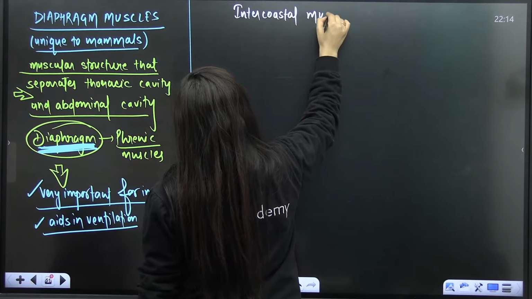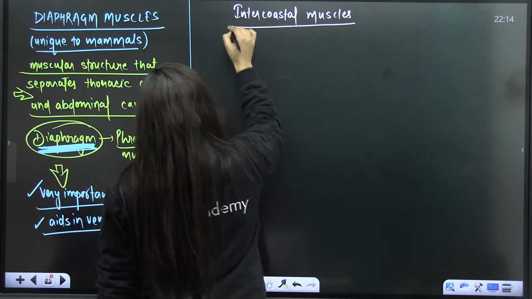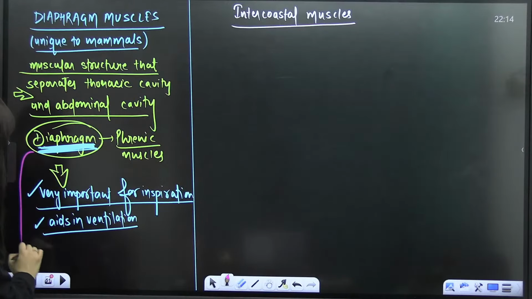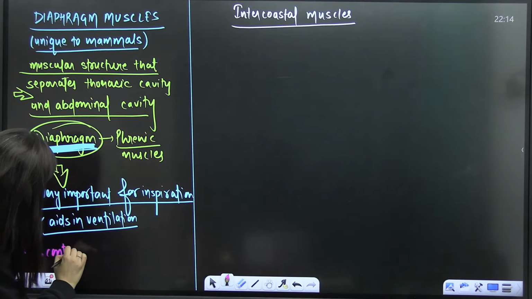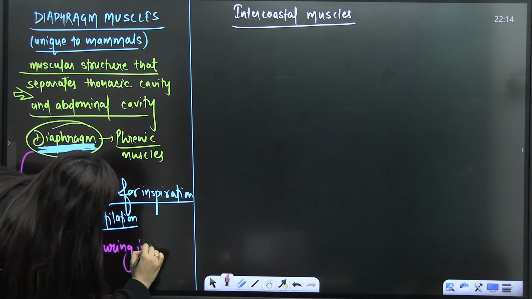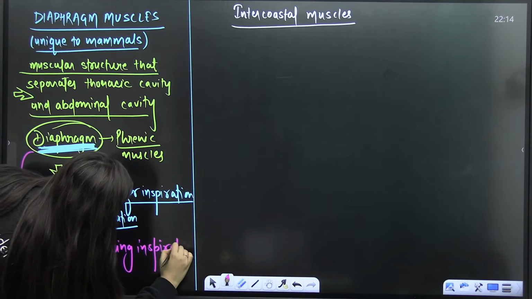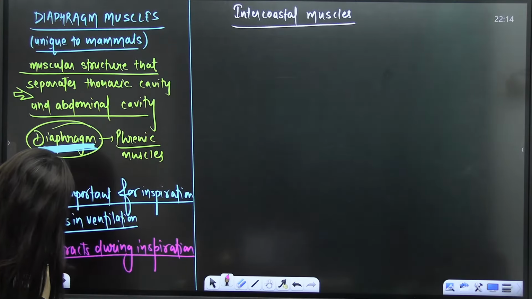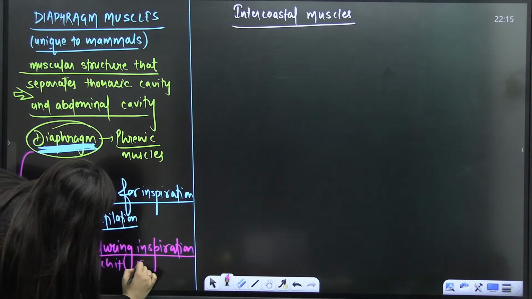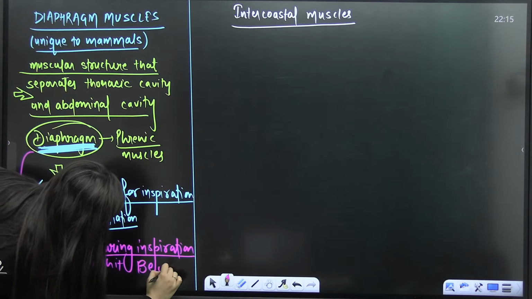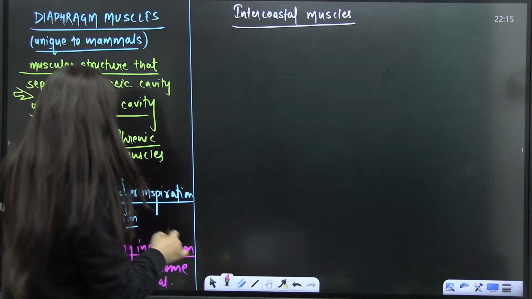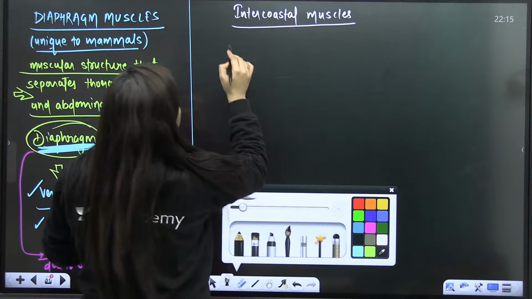Let me explain this first. The diaphragm contracts during inspiration. We'll write it again: it contracts during inspiration, due to which it becomes flat, towards the anterior posterior axis. So next is the intercostal muscle.